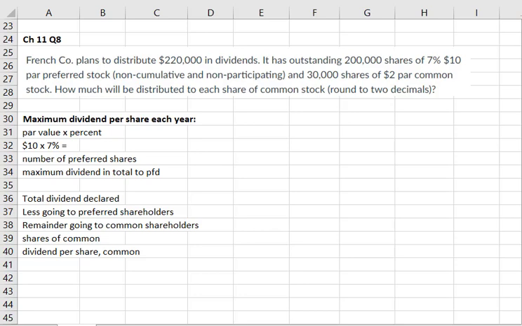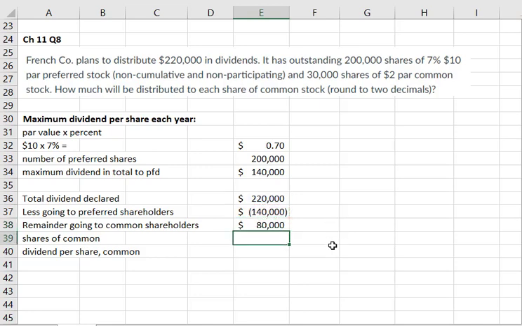Well, first we have to satisfy the preferred, so how much is that? So the secret code is par value times percent, so it's $10 par times 7%. And how many shareholders are there? There's 200,000 preferred shares outstanding. And so each of them would have to get 70 cents before any of that 220 could go to common. So the total declared was 220. You would subtract out that 140,000 that has to go to the preferred, and then the remainder, that 80,000, is going to go to the common shareholders.